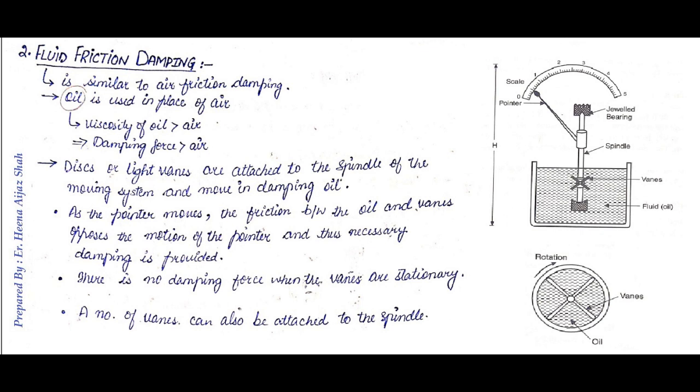These discs or light vanes are attached to the spindle of the moving system and are used to provide the required damping. What happens actually is, as the pointer moves, the friction between the oil and the vanes opposes the motion of the pointer, and hence the necessary damping is provided.